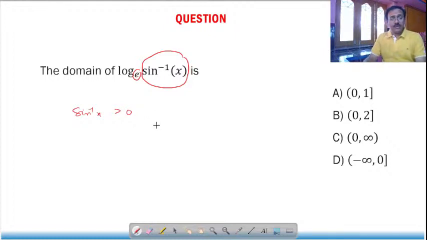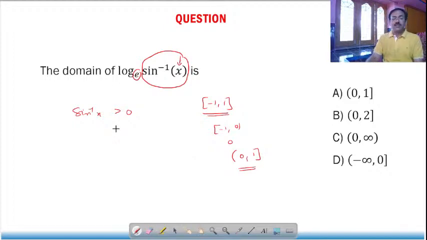Sine inverse x positive means you can observe that sine inverse behavior. Basically, x is inside of sine inverse x. x can be only from minus 1 to 1. If you give negative numbers, you will get a negative output. If you give 0, you will get 0. So the input must be open 0 to closed 1 so that the output of sine inverse will be positive. So x can be open 0 to closed 1.